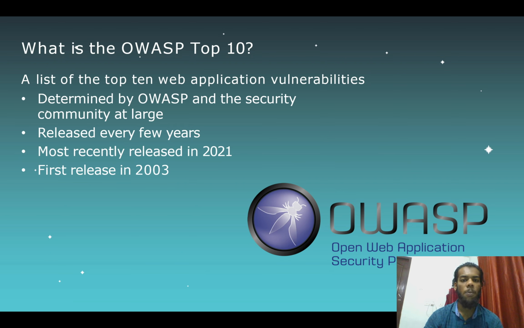It is a list of the top 10 web application vulnerabilities. It was determined by the OWASP company itself and the security community at large. Both OWASP and the security community determined these top 10 vulnerabilities. It is released every few years. Most recently, it was released in 2021. It was first released in 2003.